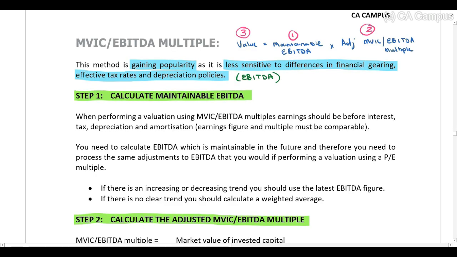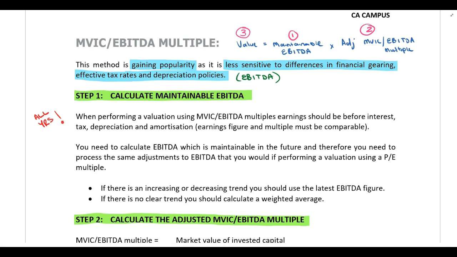In step 1, we need to calculate maintainable earnings before interest, tax, depreciation, and amortization. So please note, your calculation is very similar to what we looked at with PE multiples. You are still going to use the information provided in the question to determine how many columns or how many years you should have in your calculation. If they give you 3 years of information, you are going to perform this calculation for all 3 years. If they give you 4 years of information, you perform the calculation over a period of 4 years. But you also use all of the years provided in the question.